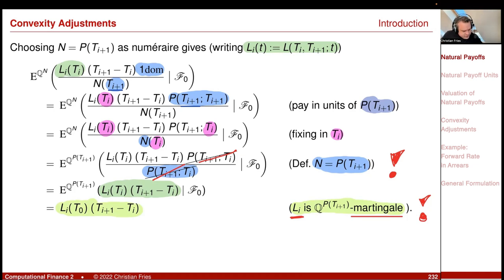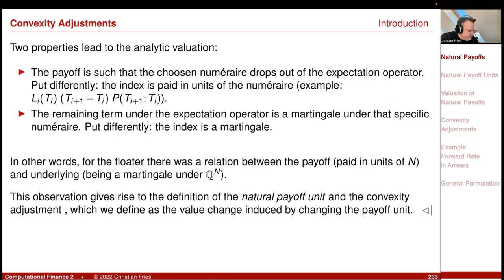My point is that we had these two things here, and they somehow have to fit together. We saw for the quanto, it didn't fit, and that made the evaluation a bit complicated. Somehow the index that you pay is associated with the unit in which you pay. There's a link between the two. Two lucky things came together. The payoff is such that the chosen numerator drops out of the expectation operator, and the remaining term under the expectation is a martingale under that specific numerator.